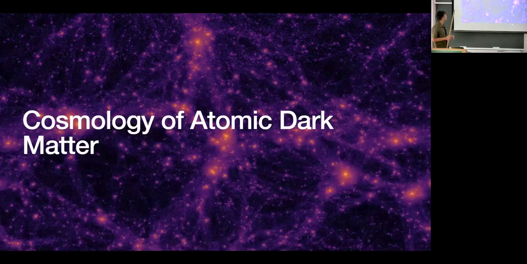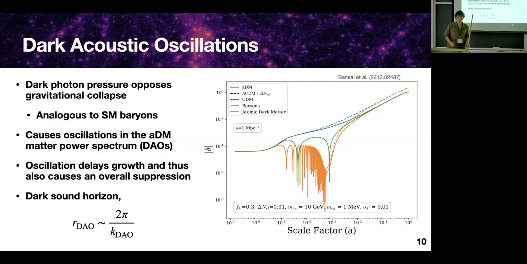So now I'll go on to more of the specifics of the cosmology of atomic dark matter. First of all, I've mentioned dark acoustic oscillations, but what are they? Since atomic dark matter is a dark plasma coupled to the dark photons, as an overdensity wants to undergo gravitational collapse, dark photon pressure opposes that and can support it. So this creates this oscillatory phase.